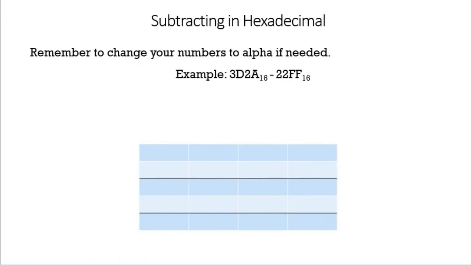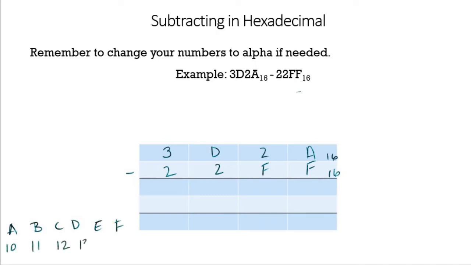And finally, subtracting in hex. I'm using the same values again. 3D, 2A. We're going to subtract 2, 2, F, and F. And those are both in hex. Again, I'll write myself a little cheat sheet. A through F is 10 through 15. Just so I don't have to work too hard and count those out on my fingers every time.